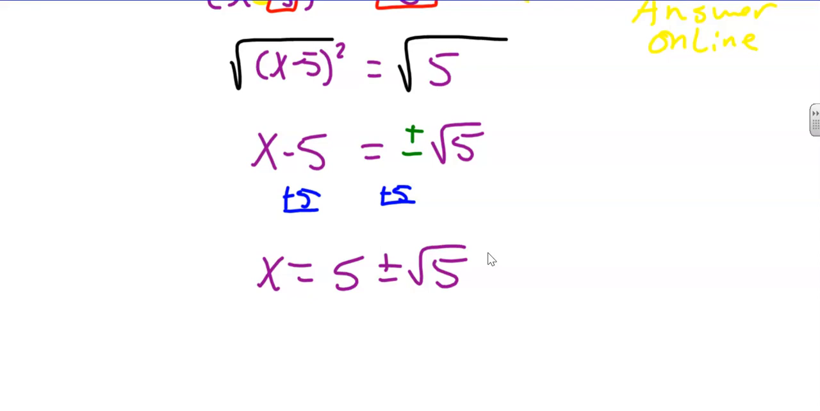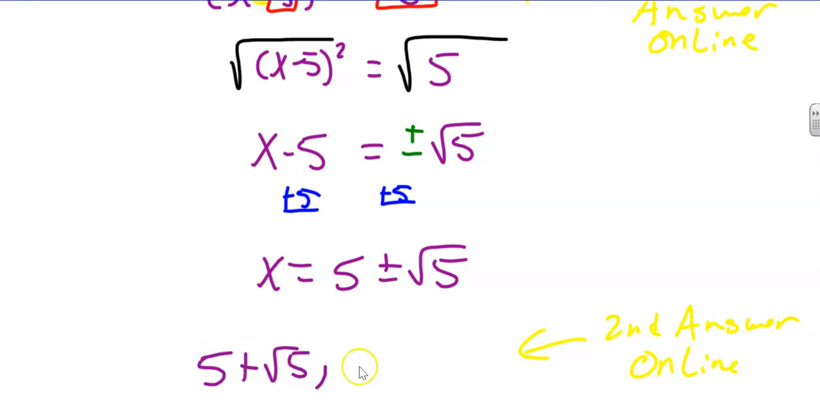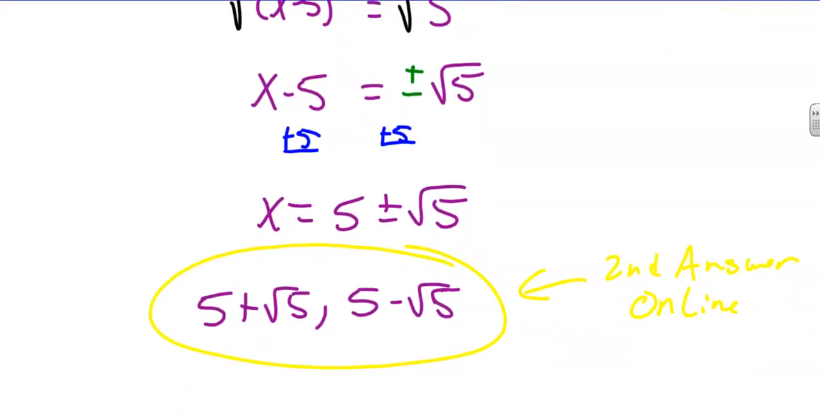Yeah, you do. So again, online answer. You'd have to take this and go back and separate it. So one answer would be 5 plus the square root of 5. The other answer would be 5 minus the square root of 5. And on the answers that you have here, it's hard to see it, but that's what it's supposed to be. That was one I just didn't copy over very well.